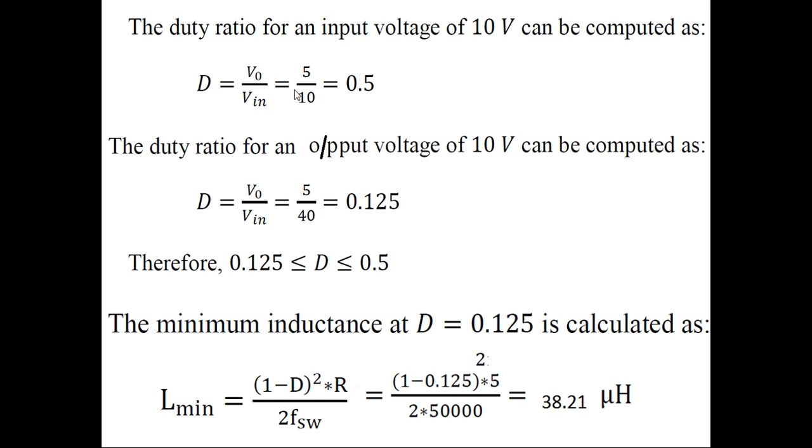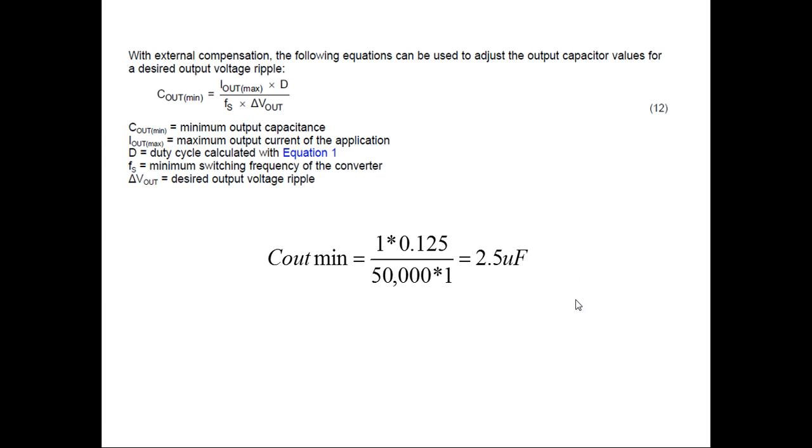So the duty ratio D would be V0 upon Vin, that is 5 by 10 equals 0.5. This duty ratio is for an output voltage of 10 volt, 5 by 10; and for the output voltage of 40 volt, it is 5 by 40, which is 0.125. So over here 0.125 to 0.5 is the duty cycle, and the minimum inductance accordingly is 38.21 microhenry. Similarly, C out minimum is 2.5 microfarad.